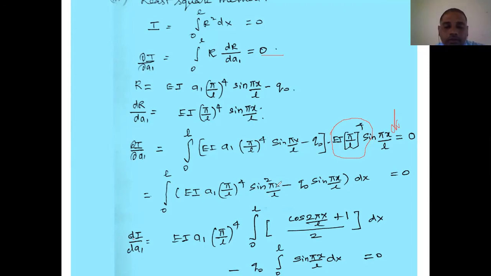If you integrate this equation, what will you get? You take this term outside because it is a constant, EI into A1 into pi by L the whole power 4. For integrating sine square theta, the formula is 1 plus cos 2 theta divided by 2, into dx. And further, it is minus Q naught into sine pi x by L.